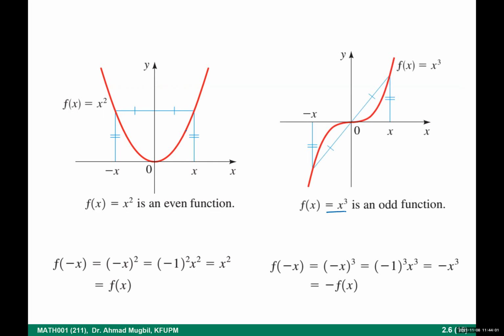Now look here, x to the power 3. If you replace x by negative x, you will get the same function but multiplied by what? By negative. So f at negative x is the negative of the function f.